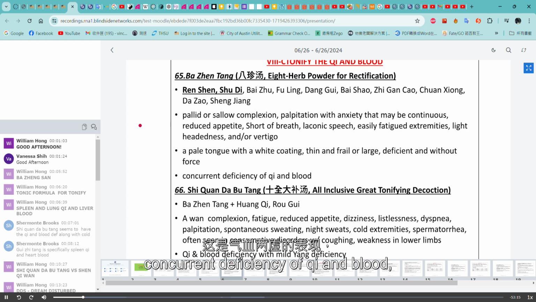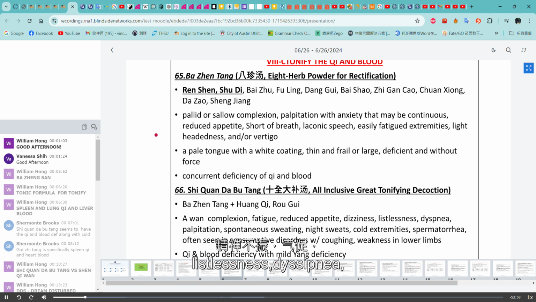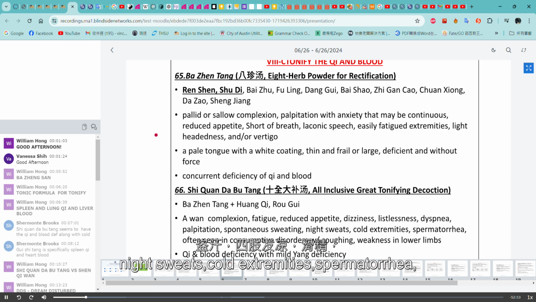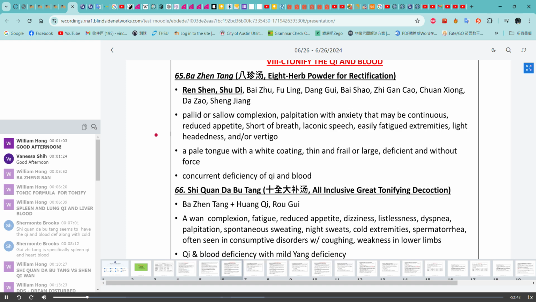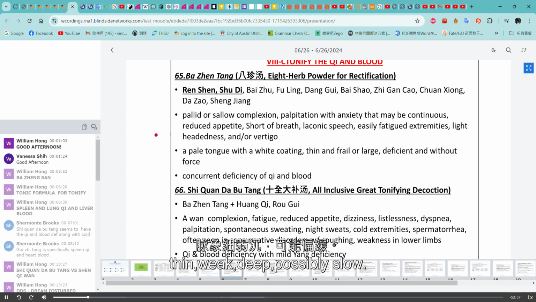and blood. Shi Quan Da Bu Tang, all-inclusive great tonifying decoction. Ba Zhen Tang, Huang Qi, Rou Gui. Wan complexion, fatigue, reduced appetite, dizziness, listlessness, dyspnea, palpitations, spontaneous sweating, night sweats, cold extremities, spermatorrhea, often seen in consumptive disorders with coughing, weakness in the lower limbs. Qi and blood deficiency with mild yang deficiency, thin, weak, deep, possibly slow.